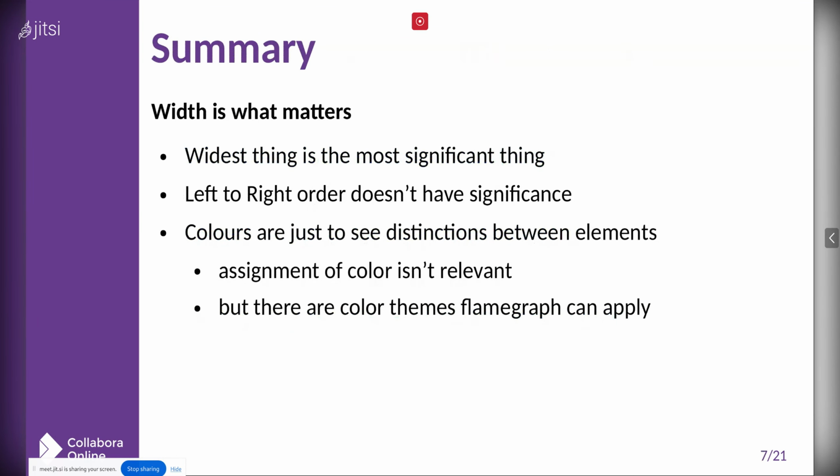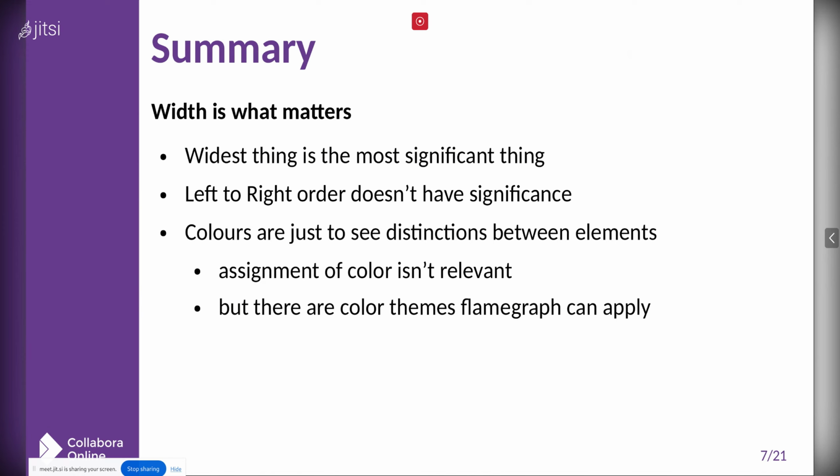Anyway, on the flame graphs, what matters is that the widest thing is the most significant thing. So you look at the graph, and whatever is widest is the thing that you're going to be most interested in reducing its width. That's all you have to do. Make the wide thing narrow, and you have succeeded.